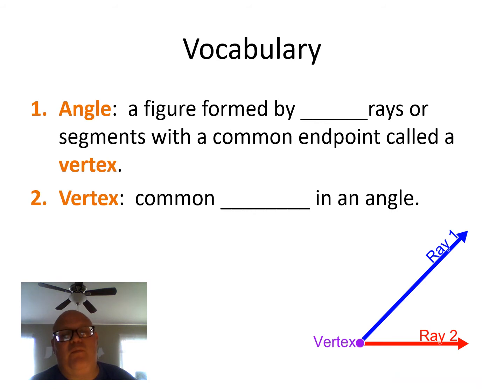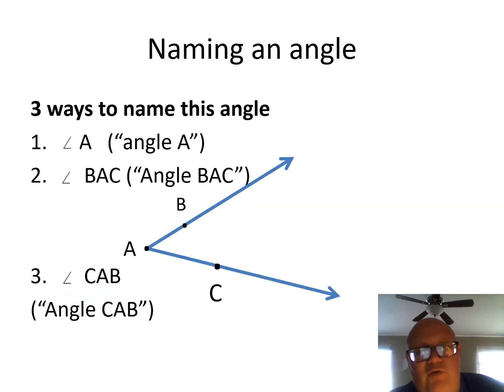So an angle is formed by two rays or segments with a common endpoint, which is called a vertex, and you can see that drawing there. And I'll move my video recording over so you should be able to see it. All right, so the vertex is the common endpoint. There it is, right there. A lot of vocabulary here.